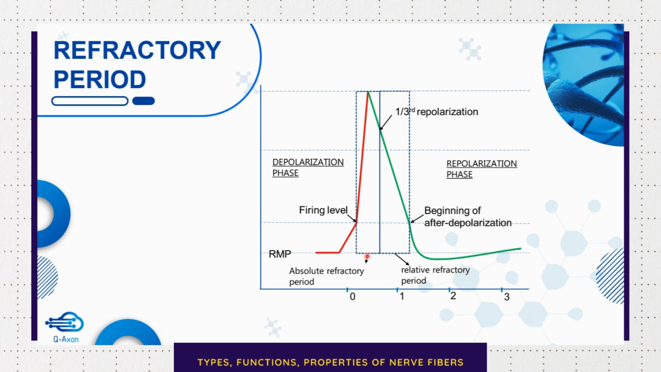So if you assume the action potential duration to be about 2 milliseconds in this nerve, then the absolute refractory period is about 0.1 millisecond. The relative refractory period is about 1 millisecond. So that's a total of 1.1 milliseconds. So only the remaining 0.9 milliseconds is non-refractory.